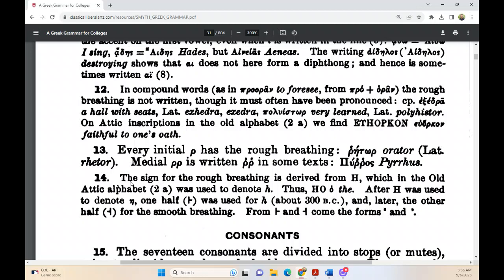And then in note 14, we simply have a little historical note. The sign for rough breathing is derived from H, the uppercase H, which in the old Attic alphabet was used to denote what we would consider the letter H. Thus we have the article ho. You see it's the omicron with rough breathing, ho. So that's just a historical note that, again, read through it, learn, become familiar with what it says, but let the assessment in the lesson guide your study.